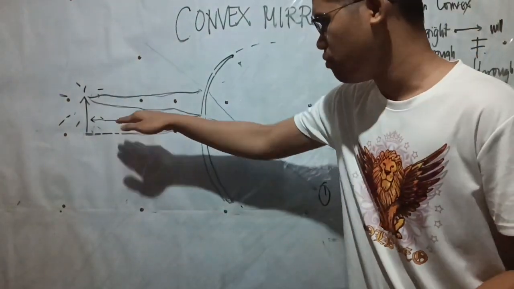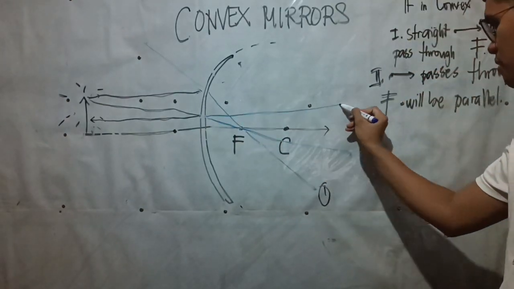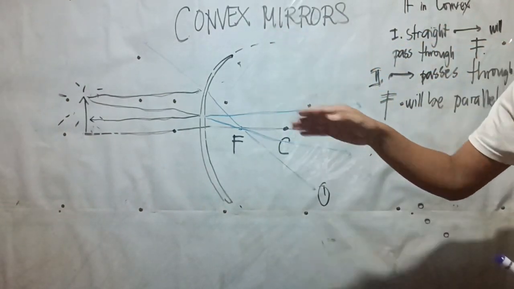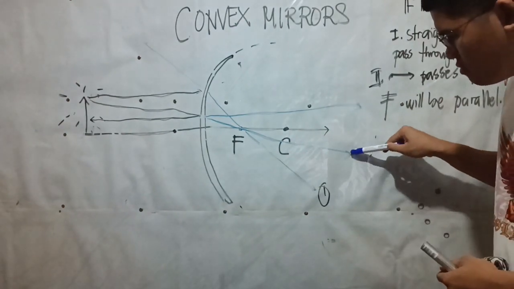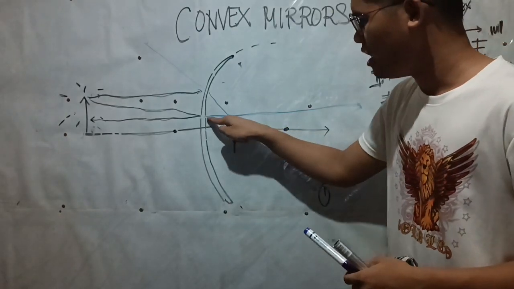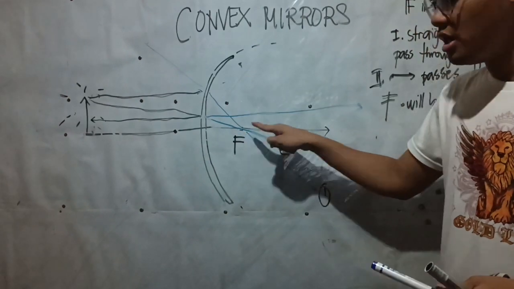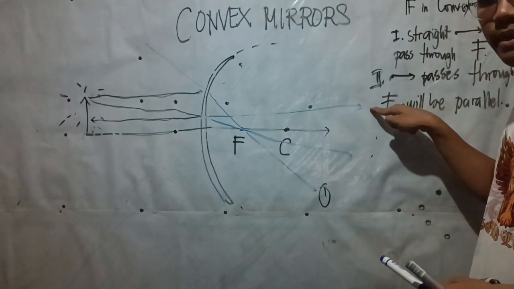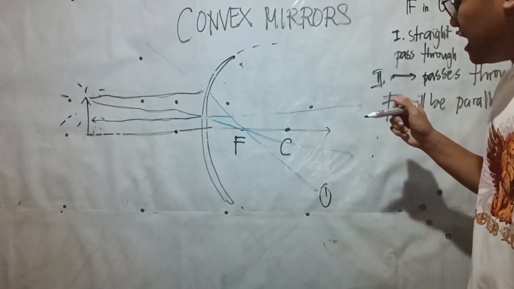Now, if we extend it, it will go here. Right? So, in our concave mirrors, for example, if light is directed, there is a ray that goes straight toward our focal point, then it will come out parallel. Isn't that the same as in the concave mirror? Now, we will label this as ray number 2.